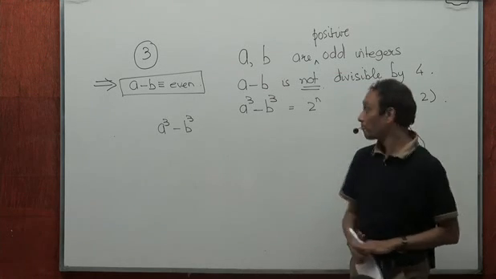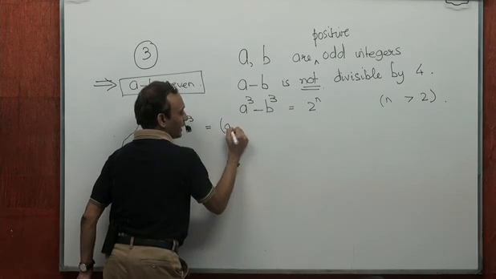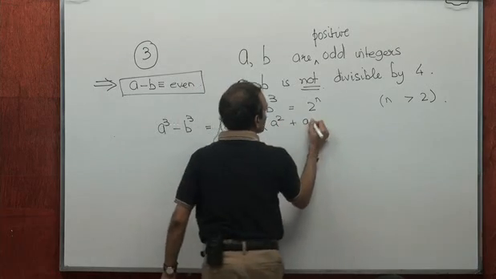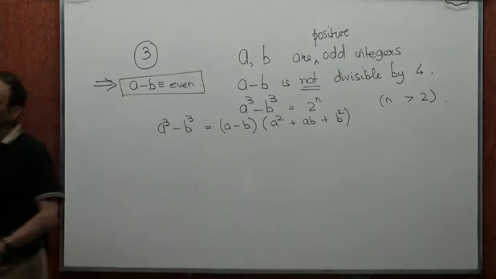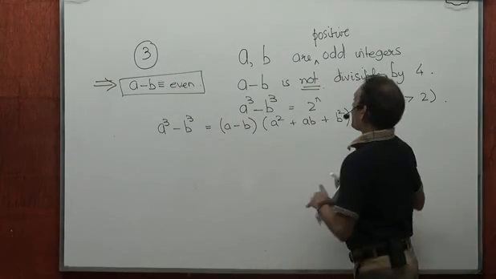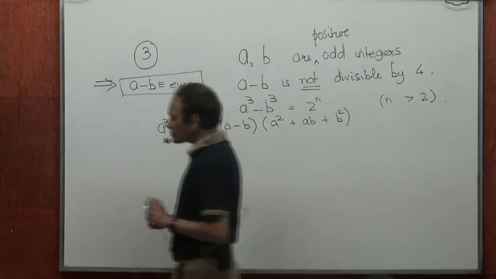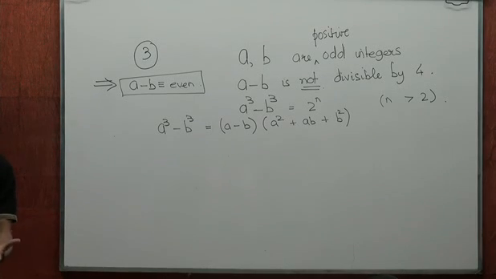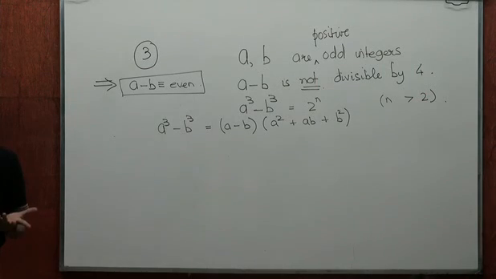Now, A cubed minus B cubed could be looked upon as (A minus B) times (A squared plus AB plus B squared). All of you know how to factorize this. Ideally, I would like abundance of A minus B in the expression. Why would I want abundance of A minus B in the expression? Because I have knowledge of A minus B. I know that A minus B is even and A minus B is not divisible by 4. So to generate abundance of A minus B is my first objective.